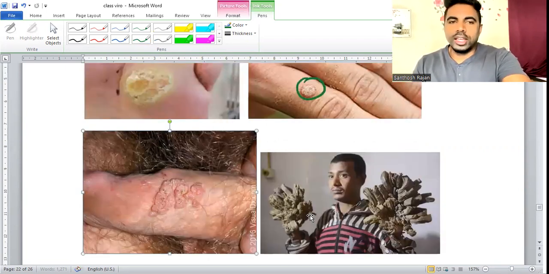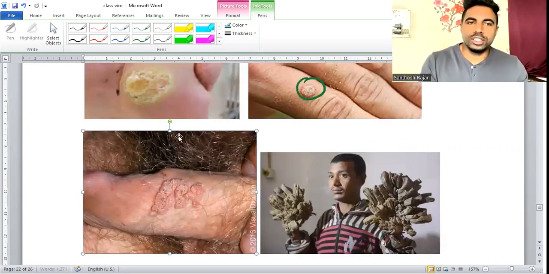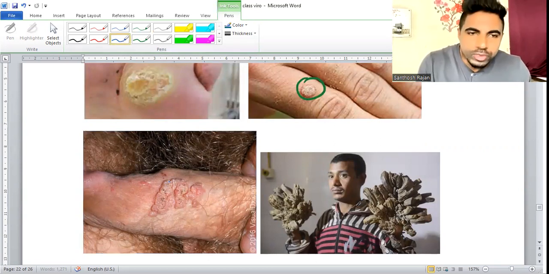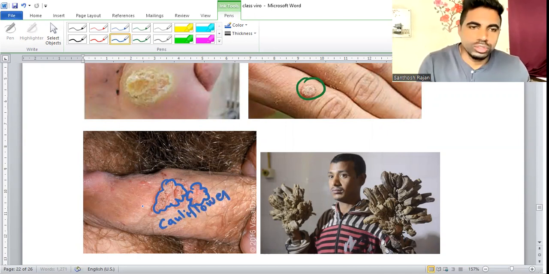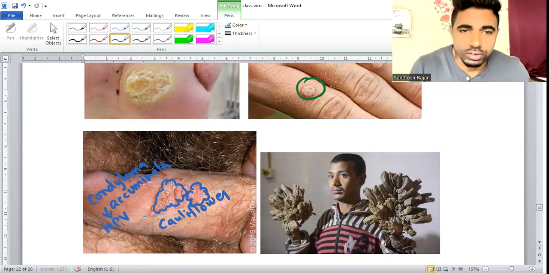And then this one is in the genital region. In the genital region, when you have something like this, see how it looks like a cauliflower appearance, right? When you have a cauliflower-type appearance, that is condyloma acuminata. It's also caused by HPV. The variants we're going to talk about in a while.